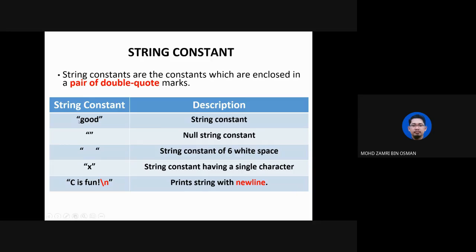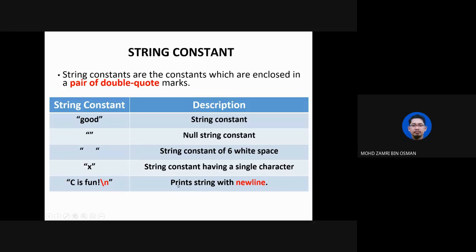For example, we have quotes here. First is the opening quote and the closing is a double quote. So a string constant looks like this. A string constant of white space looks like this, and it's a string constant having a single character. Throughout this lesson, I frequently use string and also character, multiple characters. Try to absorb these terms. Whenever I say character, it's only one character. Whenever I say string, it is multiple characters.